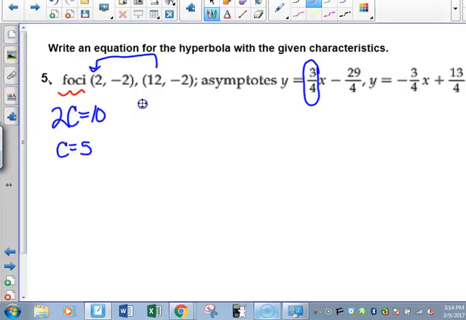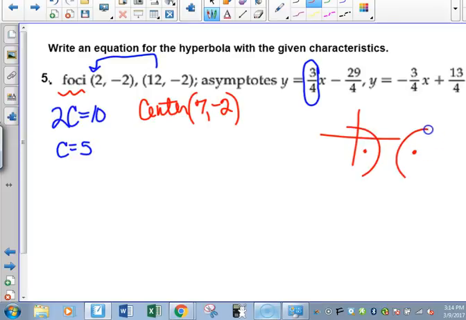What else can the foci tell us? The center. Can you add and divide by 2 and tell me what you get? Good job. All right. I think I'm going to do a sketch. Over 2, down 2, over 12, down 2. If those are the foci, which way does this thing open? So what's the equation look like so far?